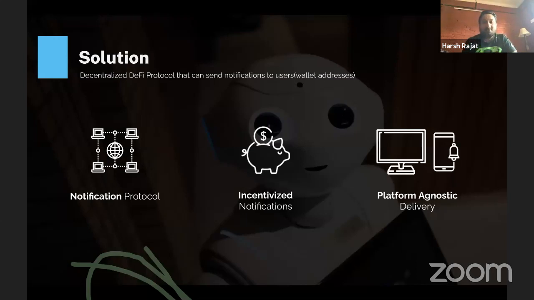And of course, the solution, I was just talking about that. So yeah, we are platform agnostic. We enable notifications to user wallets, because in Web3 users are basically user wallets and everything is serverless. And yeah, the coolest part is that you as a user are in total control, and not only do you receive notifications, but for the first time you are earning crypto from them as well.